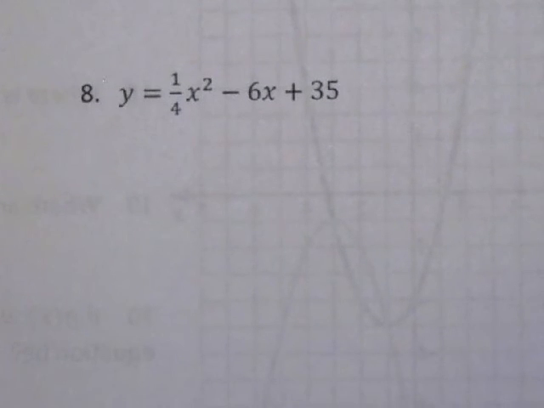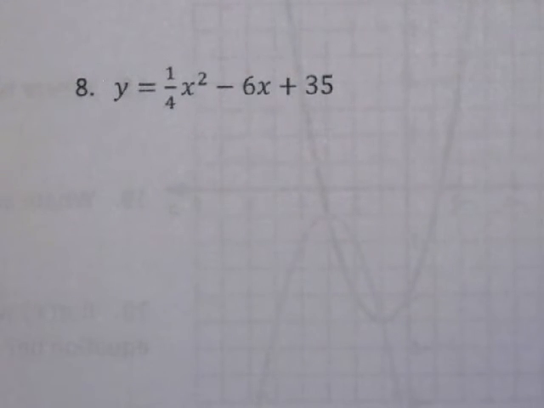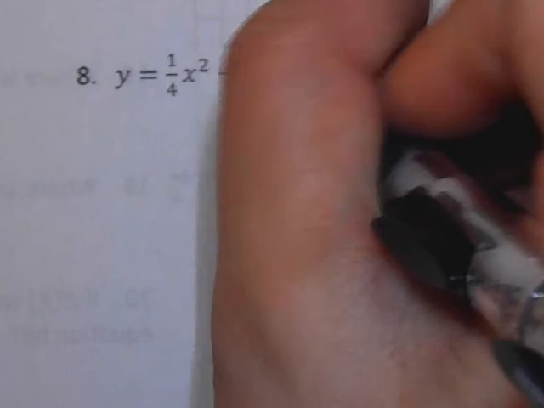Okay. So what do I do first on number 8? Minus 35. Yeah. Okay, so we're going to minus the 35 over.